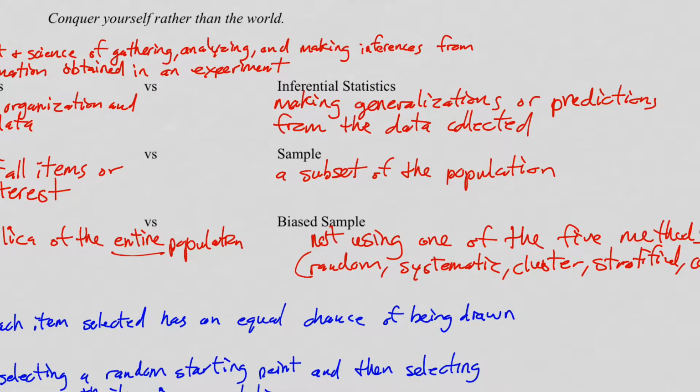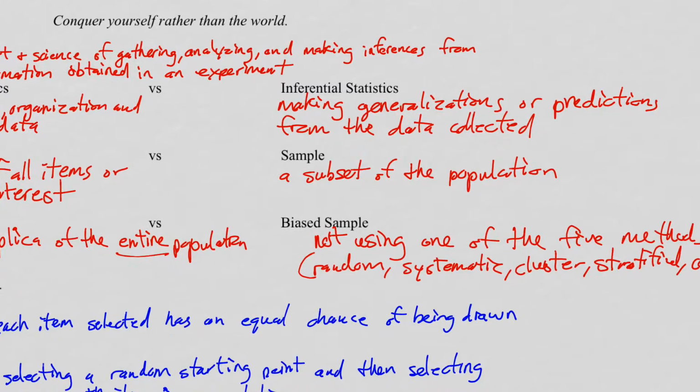Now, a sample is a subset of the population. That could be all males would be a subset, or all females would be a subset, or all freshmen could be a subset, or you could be just sampling those who are graduating, things like that. Okay, or certain majors.